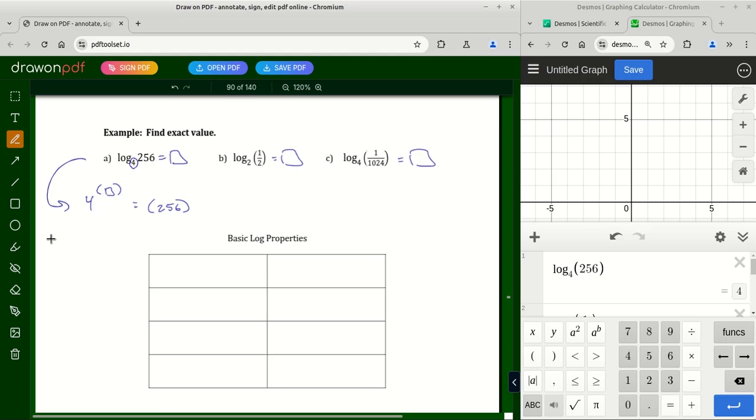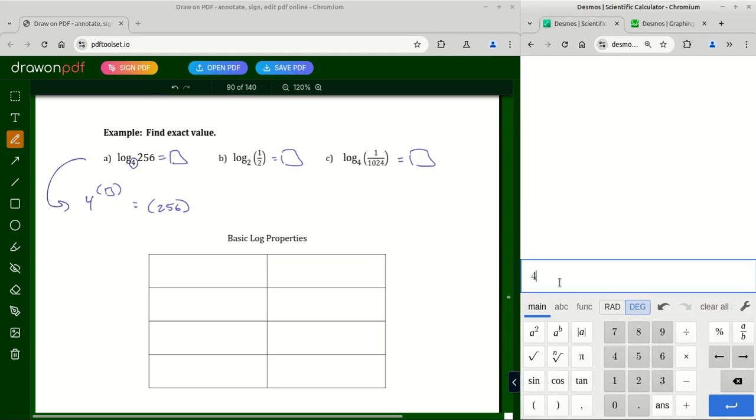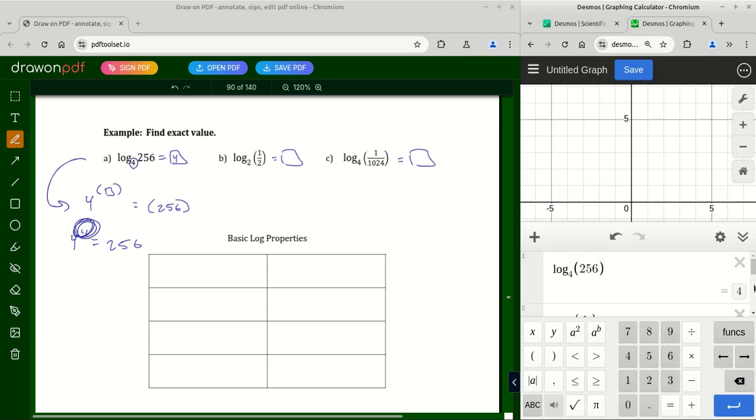So I'm saying 4 to some number is equal to 256. I'm going to go back to scientific for a minute. So 4 to the 1? No. 4 to the 2? No. 4 to the 3? No. 4 to the 4. Oh, there it is. 4 to the 4 is equal to 256. So what was originally in the box? A 4. But we already knew that.